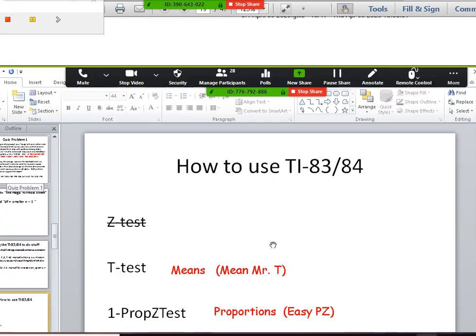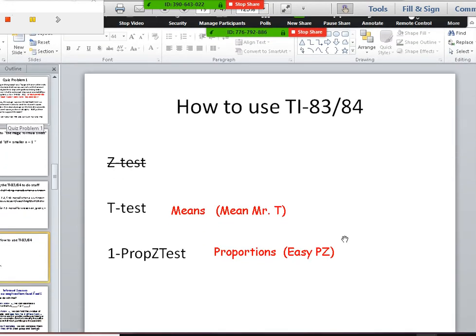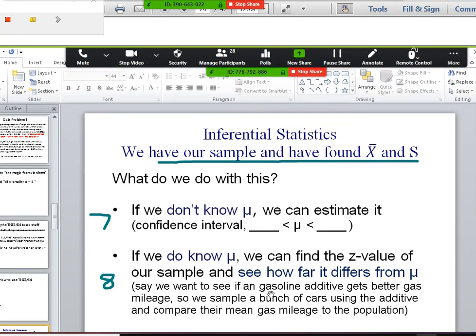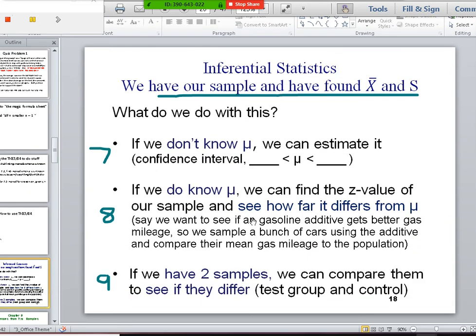And then for tests, you'll use a t-test for a mean, because a mean, Mr. T. You'll use a 1 prop z test for proportions. Just remember, easy peasy, that's where that z comes in, 1 prop z test. Okay. And then, you know what, I'm going to skip this one.